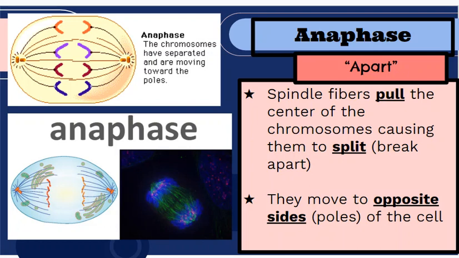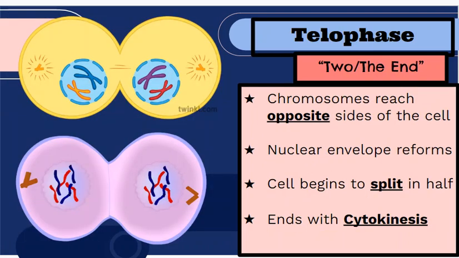As they are falling apart from one another, the cell will start to divide in two. Telophase looks like two stuck together. Chromosomes will reach the opposite end of their cell. However, they're not fully separated yet. As you can see, they're still stuck together. Cytokinesis is when the cells fully divide.